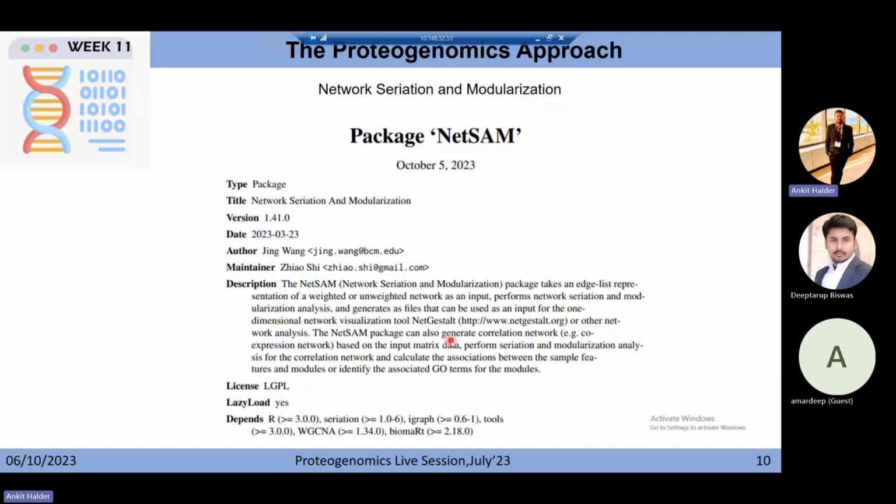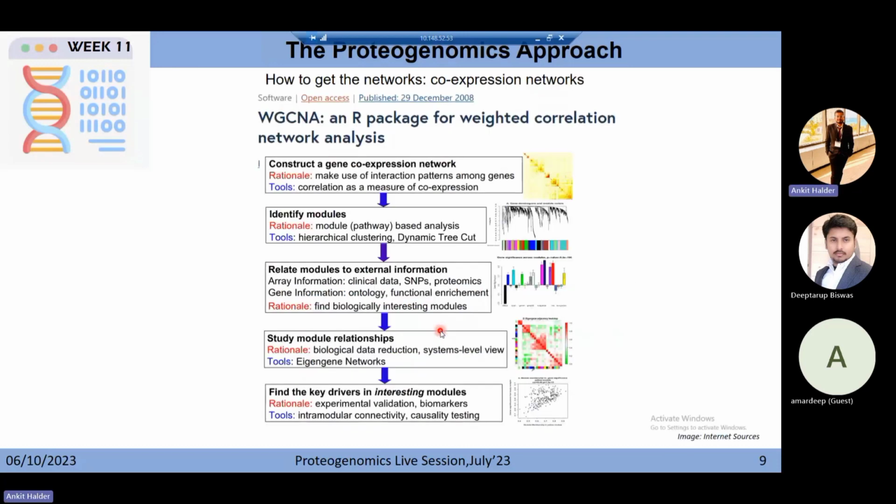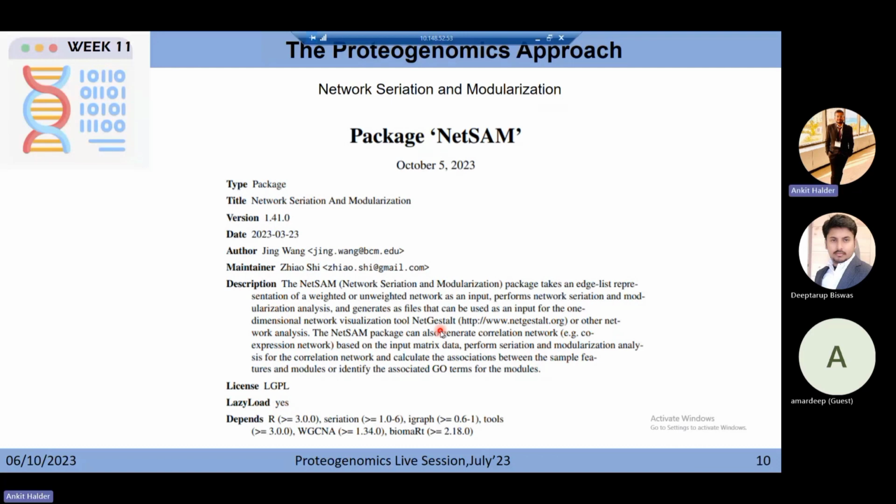You can see seriation, iGraph, WHSC, CNA, which we had discussed, and the weighted gene correlation network analysis. So here you can understand the full form is the weighted gene correlation network analysis. Since it provides a certain kind of weightage to all those correlation networks, that's why it is a weighted gene correlation network analysis and bio.